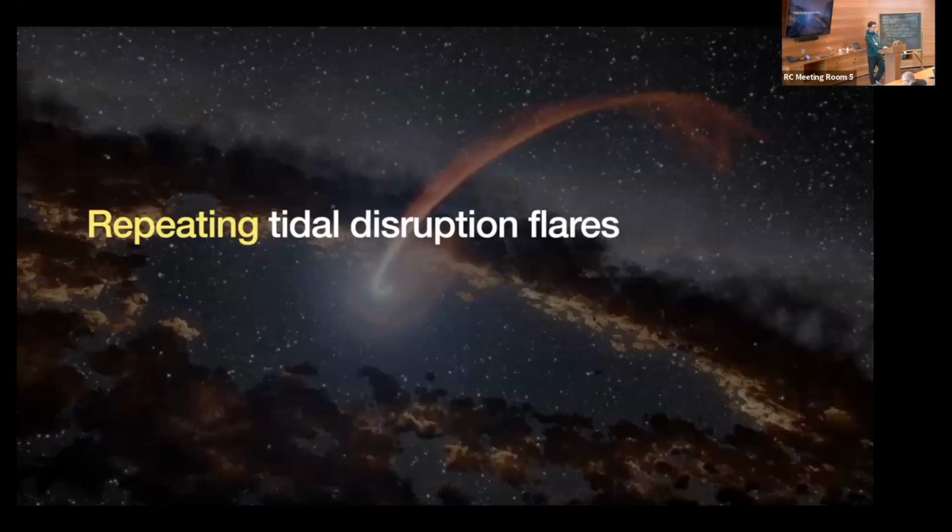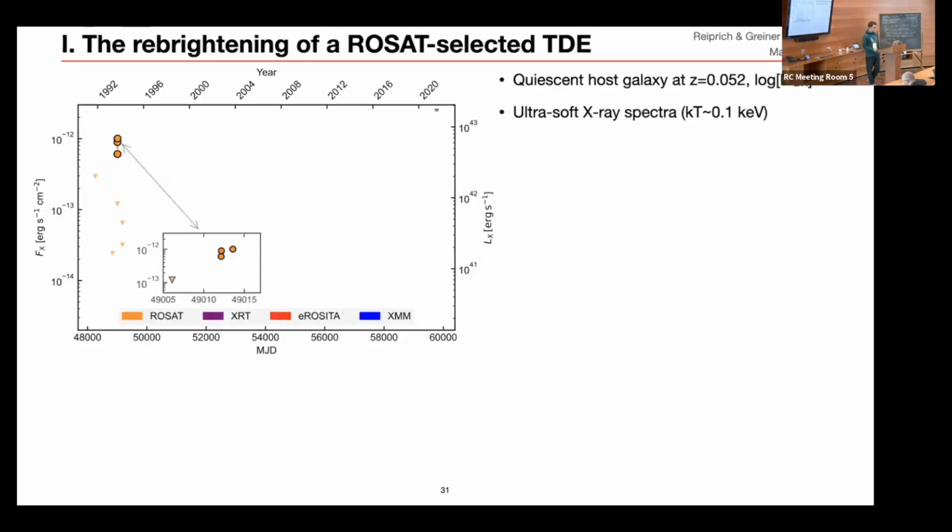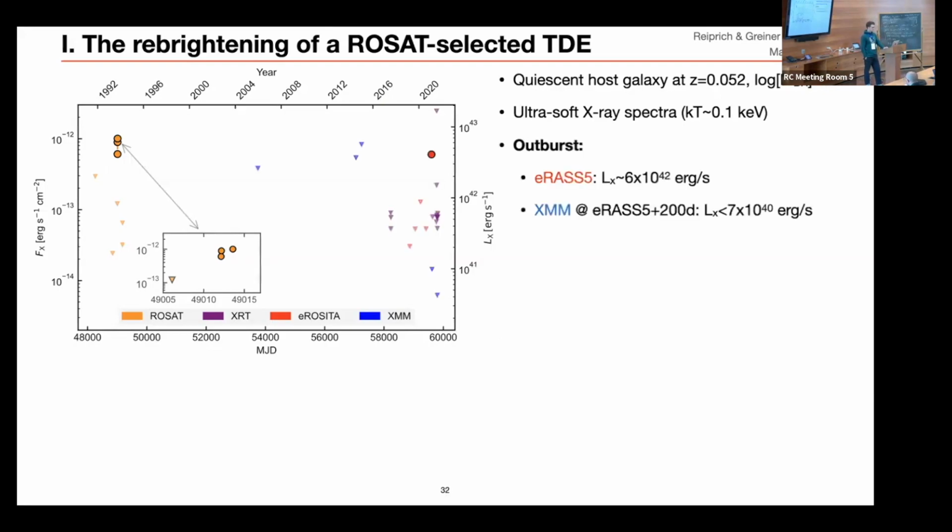Okay, so some more info on some repeating TDE flares that we found. So this system here was effectively first discovered as an eROSITA-selected TDE back in 1993, I think. So there was a large amplitude soft X-ray flare from a quiescent host galaxy at redshift 0.052. And the spectrum was ultrasoft. Then the system was observed multiple times, for example, with Swift XRT, XMM slew, and also with eROSITA.